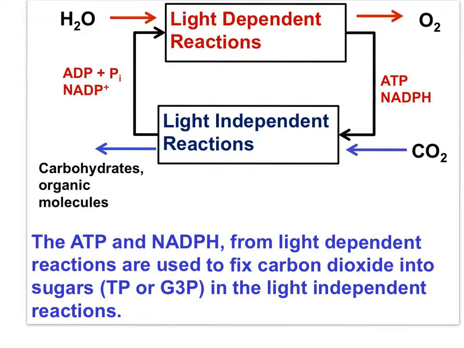It's important to note that the very first carbohydrate formed is a 3-carbon sugar known as triose phosphate, or G3P, glyceraldehyde 3-phosphate. And lastly, the NADP plus and the ADP are cycling back to the light-dependent reactions. In the light-dependent reactions, ADP and Pi are used to form ATP, and NADP plus is reduced to NADPH, which are then used again in the light-independent reactions to fix carbon dioxide into sugar.